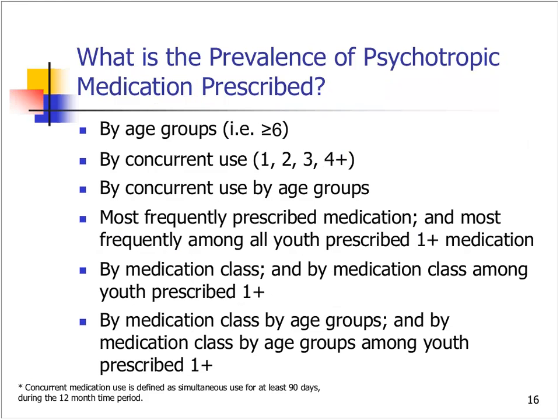By medication class, out of all of our DCYF foster care population, and then also out of those who are prescribed at least 1 or more psychotropic medication. By medication class by age groups, and then by medication class by age groups among youth who are prescribed 1 or more psychotropic medication. Next slide, please.